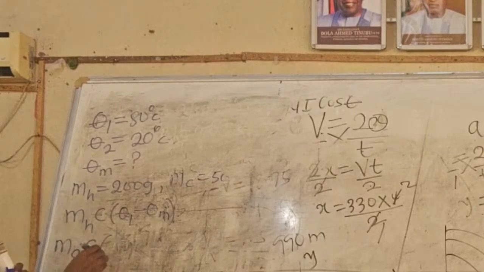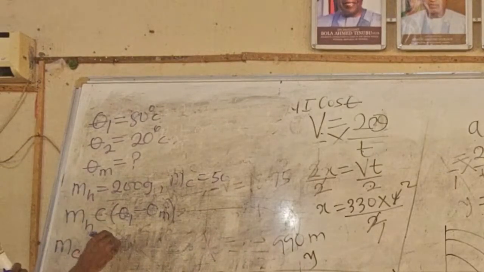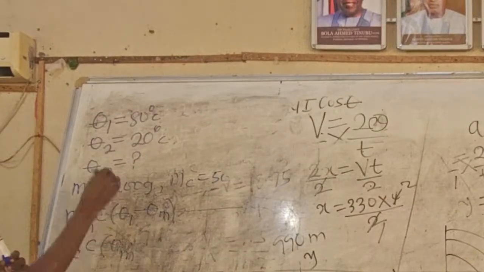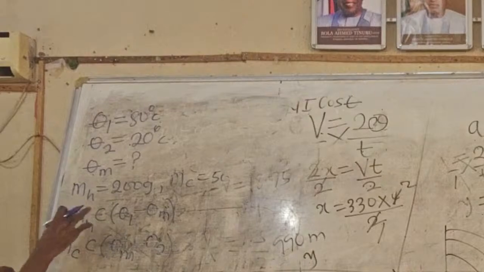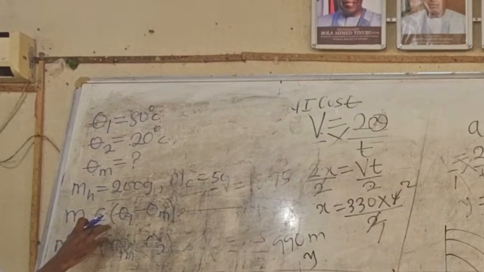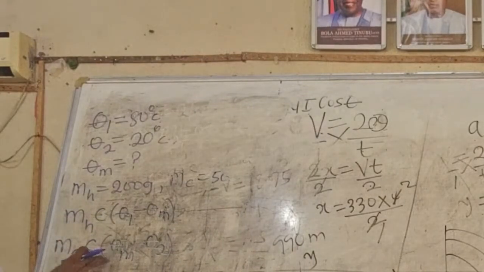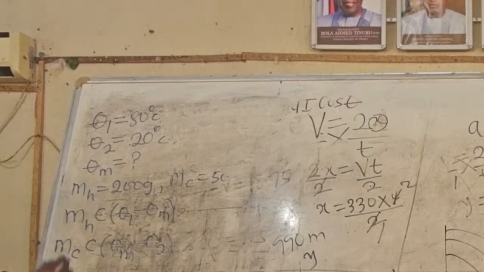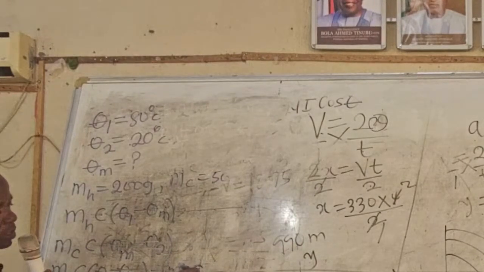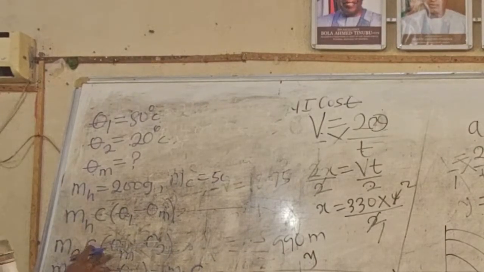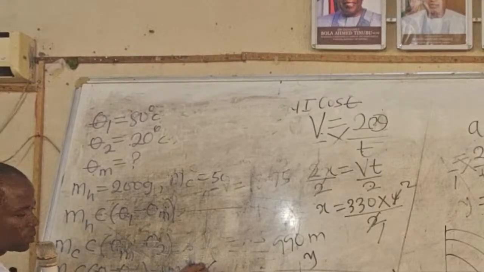And then here we now have the temperature of the mixture. Like I told you, it's going to be higher than the temperature of the cold water, which is theta 2. Now that you know this is the heat loss by the hot water, and this is the heat gain by the cold water, all you have to do is equate the two of them. Here, we have MH C theta 1 minus theta M is equal to MC, that's the mass of the cold water, C, that's the capacity of water, times theta M minus theta 2.